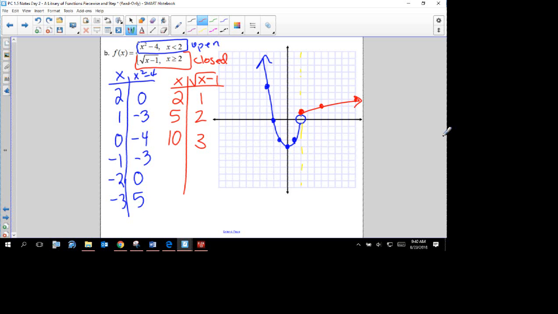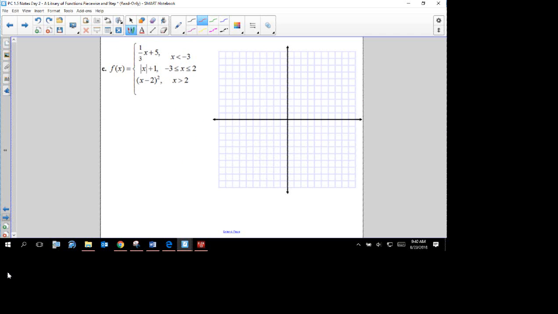One more. So this one has 3 pieces. It's okay. Where would my breaks in the pieces be? x equals what? Look at my domain. Where are my x equals going to be? Put these numbers over here.